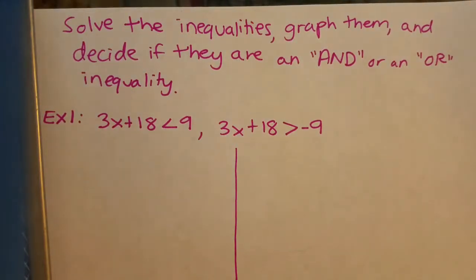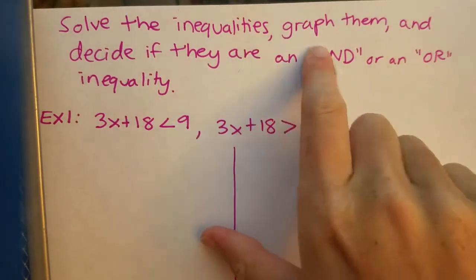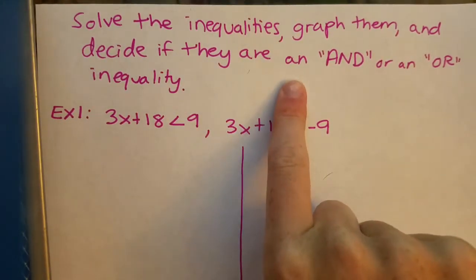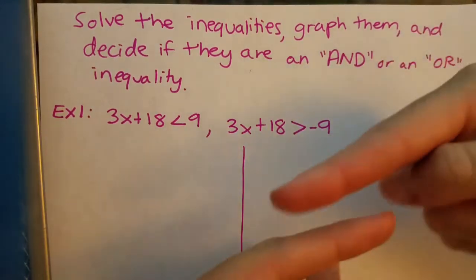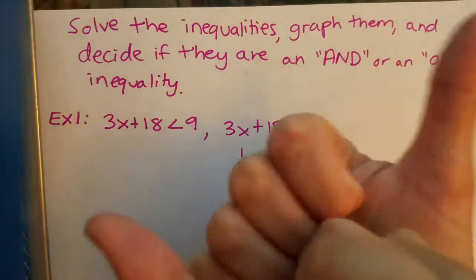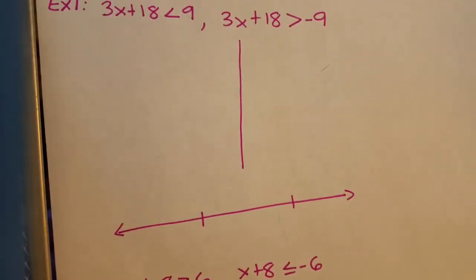So in example 1 and 2, we'll be doing the following. We'll be solving the inequalities. We're going to graph them. And then we're going to decide if they are an AND inequality. So remember, that's when the arrows collide into one another. Or if they are an OR inequality, where the arrows go opposite directions. So we cannot determine that until we have graphed it at the very end.